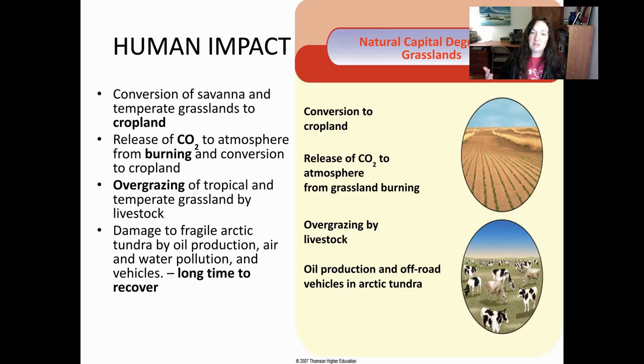And then just in the tundra, in the Arctic area, you have a lot of oil, especially in the Arctic Wildlife Refuge in the US, where you have oil exploration. So there's water pollution. We also have the melting of the permafrost, like we mentioned. And so that all is very difficult to recover from.